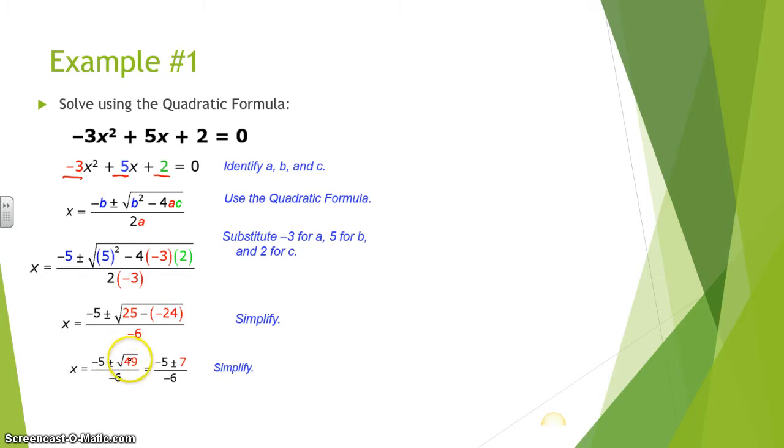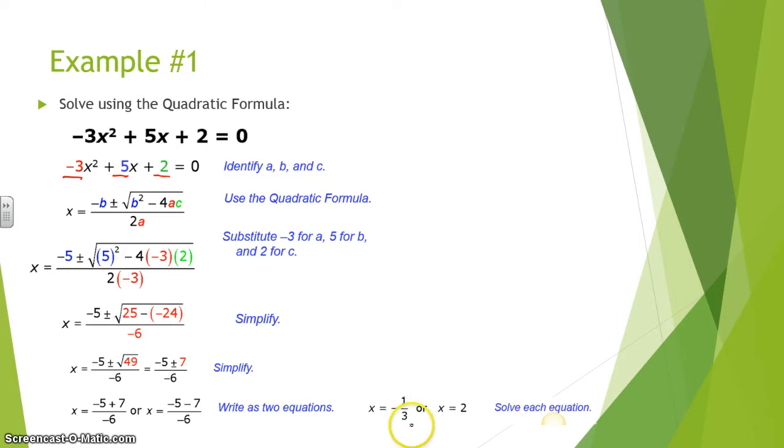Then we take the square root of 49, which is 7. So what we have then is negative 5 plus or minus 7 divided by negative 6. We need to then simplify a step further by setting it up as negative 5 plus 7 divided by negative 6, and negative 5 minus 7 divided by negative 6. So you'll get 2 answers for x. x is going to equal negative 1/3, or x is going to equal 2. And that's how the quadratic formula works.